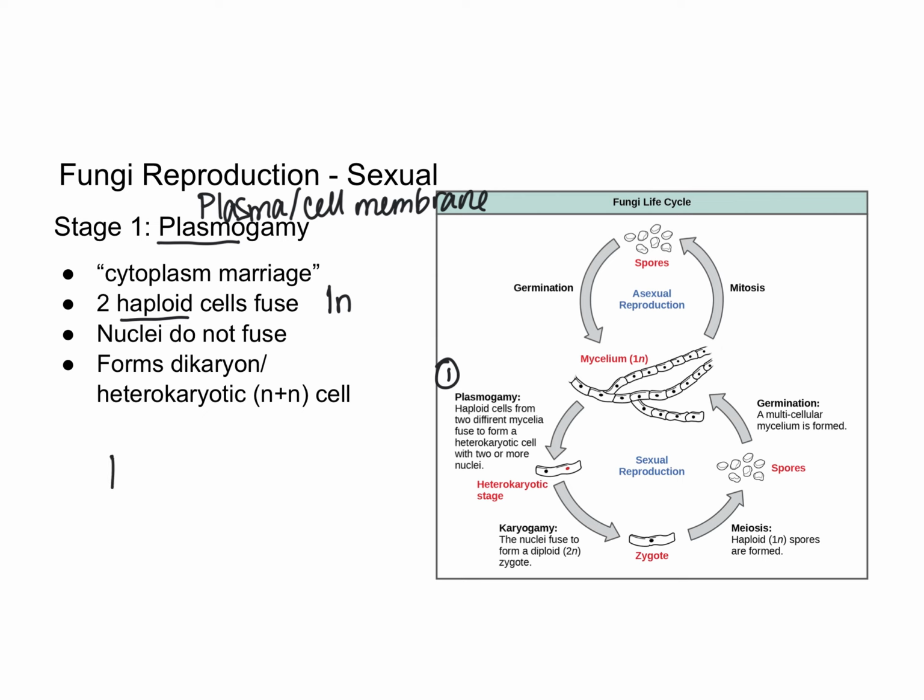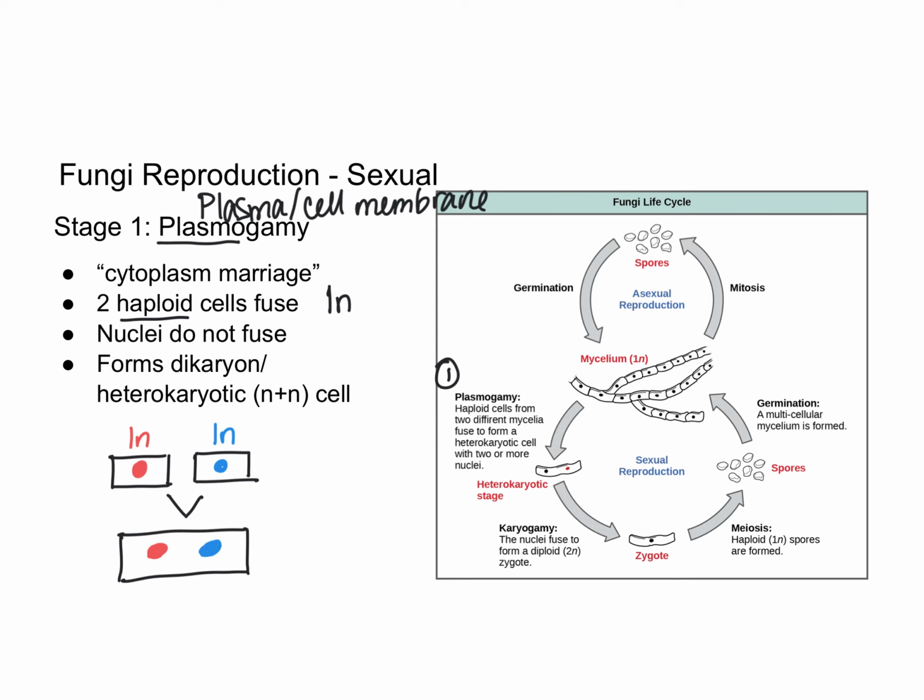So if we were to draw this out like a cartoon, we would have cell number 1 that's going to have a haploid nucleus in it. Cell number 2 is going to have a different haploid nucleus in it. And what's going to happen is they are going to fuse together to form one big cell that now contains two separate haploid nuclei.